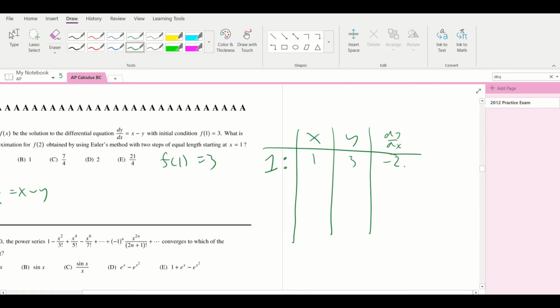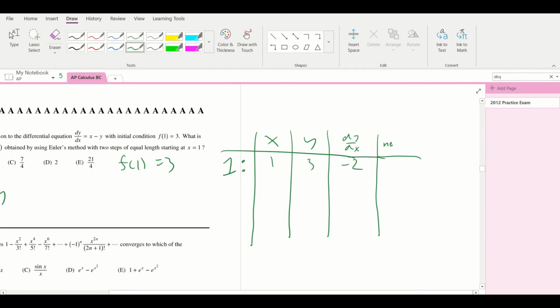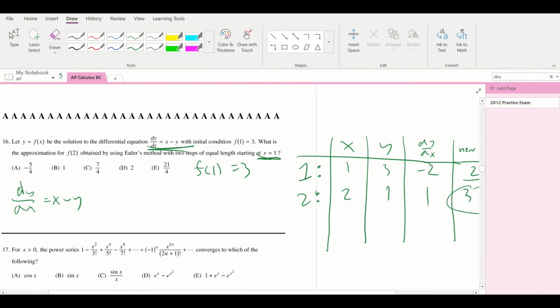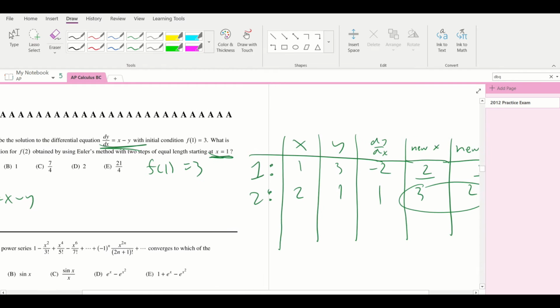Let's write that here. Since the step is 1, the new x is just 2, and since the derivative is negative 2, the new y would be 3 minus 2, which is 1. On the second step, we take 2, 1. dy over dx is just 2 minus 1, which is 1. So new x is 3, and new y is 2.